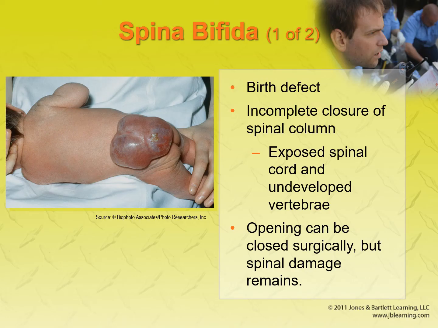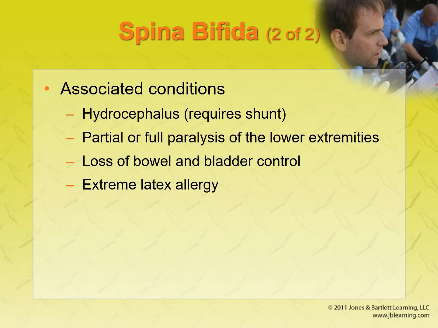All right, Spina Bifida is a neural tube defect, and this is basically an incomplete closure of the spinal cord from birth. It can be corrected surgically, but there's still some damage that remains, okay? And so you can have hydrocephalus, partial or full paralysis of some extremities, loss of bowel and bladder control, and even sort of an extreme latex allergy.